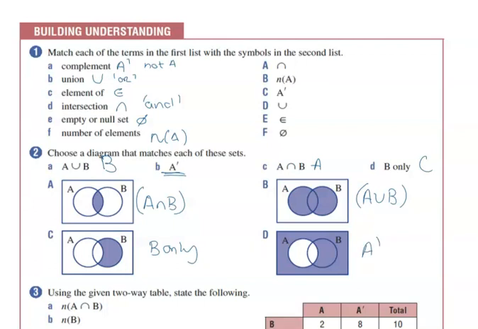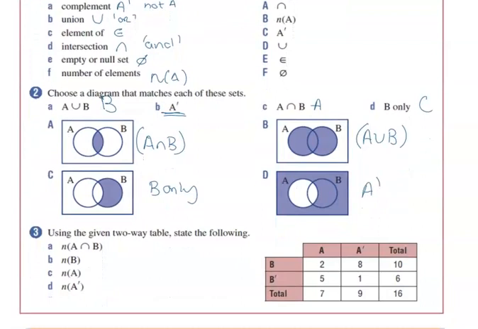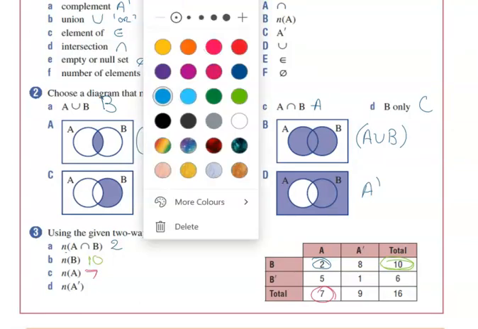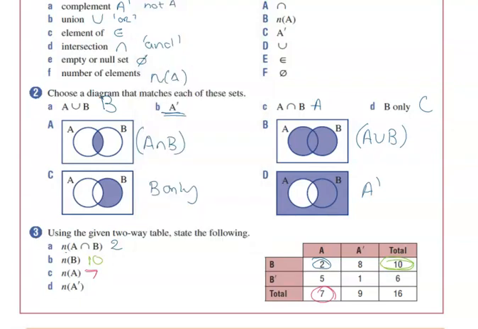Question 3. Using the given two-way table, state the following. The number, so n, remember, stands for the number, in A and B. So A and B is the number 2. Part B, the number in B, so the total in B is 10. Part C, the number in A is 7. And part D, the number that is not A is 9.